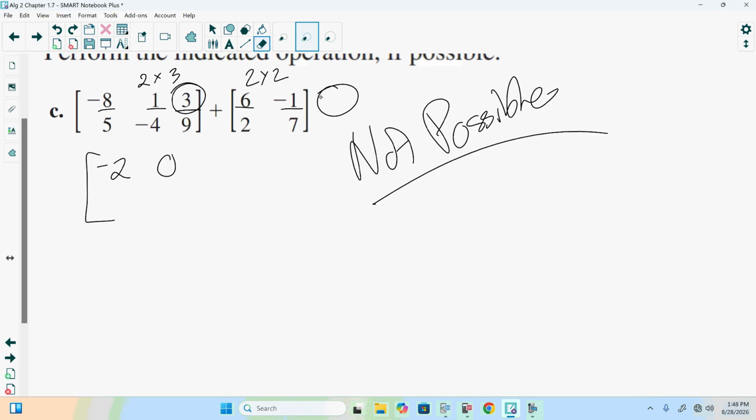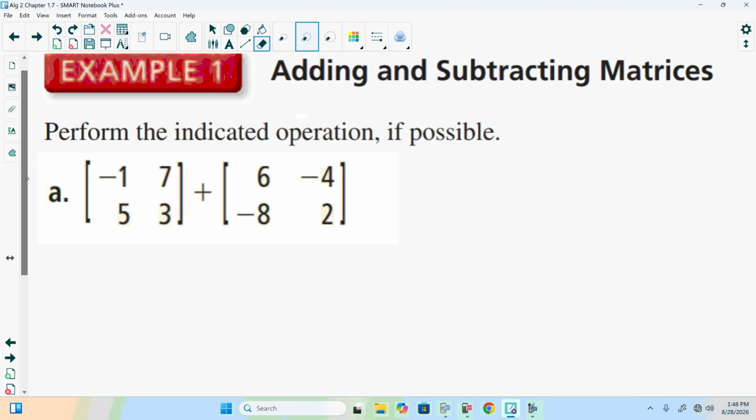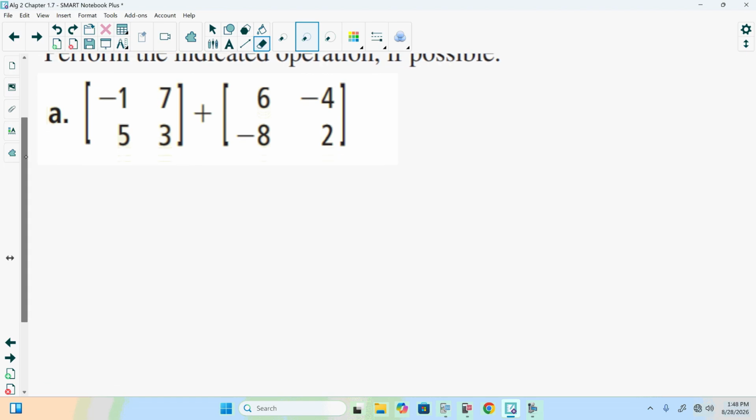It's just not possible. Interestingly enough, we would not say that this is no solution. Because we're not solving for anything, we're performing the operation. No solution is when we're actually solving. If this is just not possible, it's undefined. We good with this here? I'll do 3 more of these.